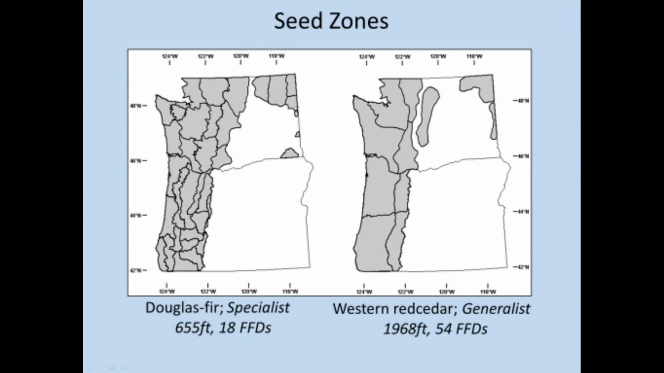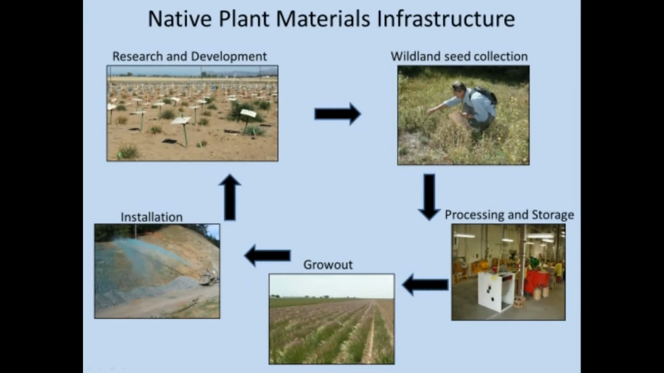I'm going to tell you a little bit about how we construct it and then go on from there. Just to give you an idea of where we are in the native plant materials infrastructure, seed zones essentially help wildland seed collection. This is where I sit in the research development part, where we try to develop these seed zones for seed collectors, and then they can bring seed into the rest of the materials infrastructure, go through processing, grow out, installation, etc. And of course this all feeds back into itself.